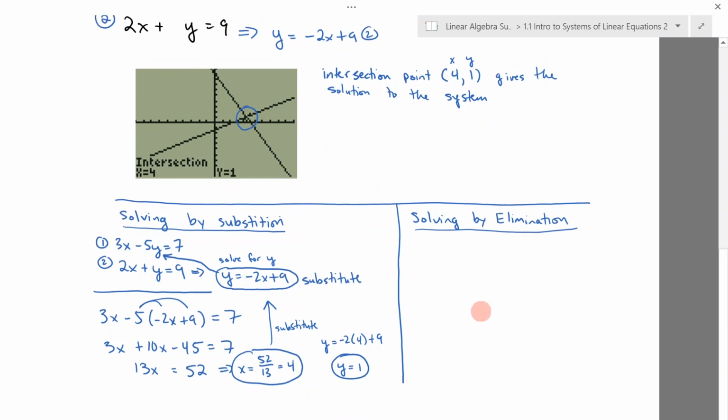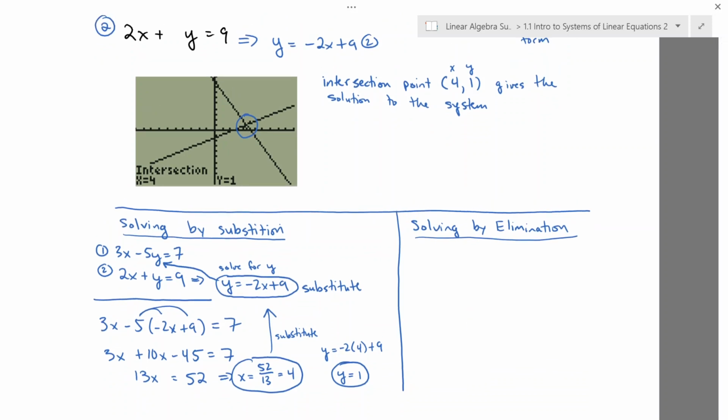Okay, so finally, the other algebraic method is by doing it by elimination. Right, so let's again copy the system over. So 3x minus 5y equals 7. And then the other one was 2x plus y is equal to 9. Okay, so elimination means I need to cancel one variable, right? So let's cancel the y because they already have opposite signs, right? So I need to match the coefficients with opposite signs.